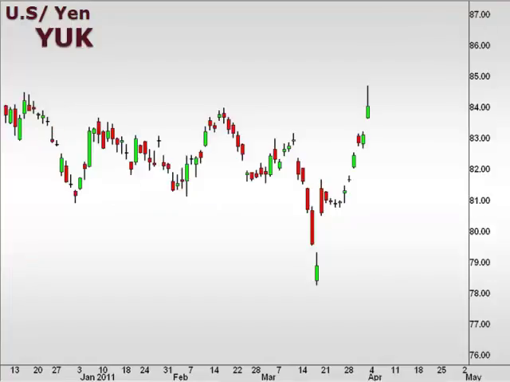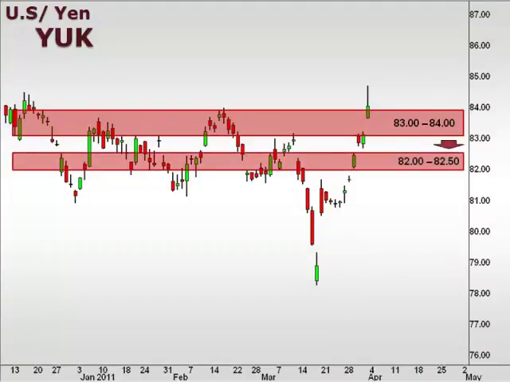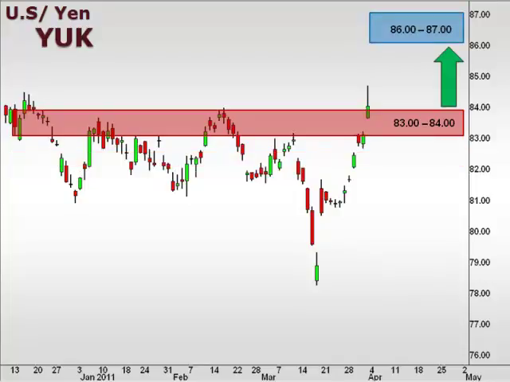Let's take a look at the YUK, the U.S. versus the Japanese yen. The YUK continued higher last week, but closed just on that 84 resistance level. We are likely to see a retracement after such a significant move higher, which could slip back down to test support at the 82.5 level. A continuation above 84 is likely to follow through with a test of 87.